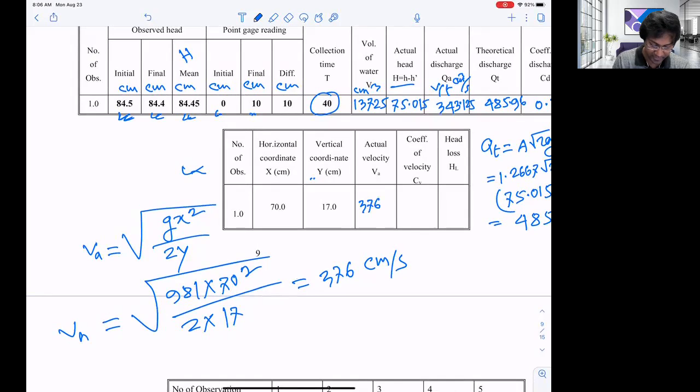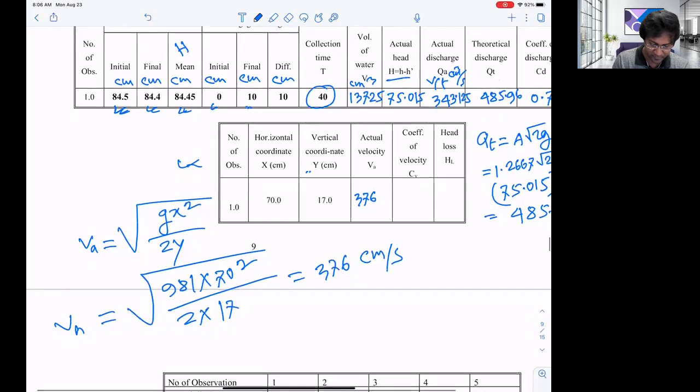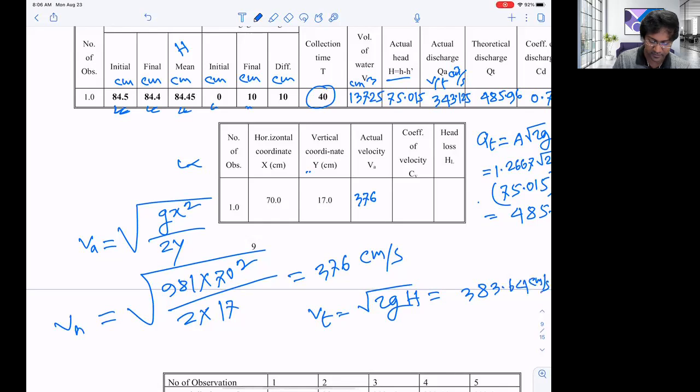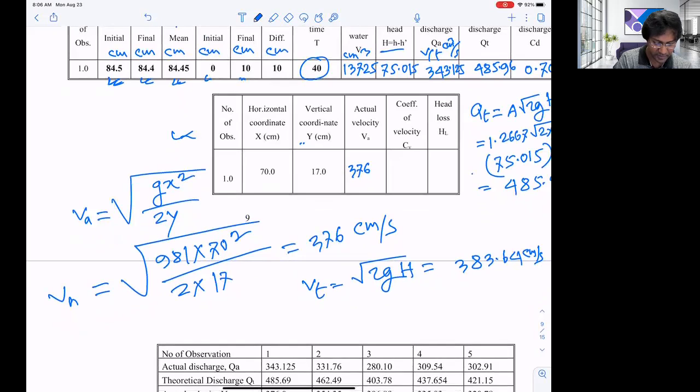So VA is 376. And what is VT? VT is equal to root over 2gH. We know that. So if we calculate this using the H we just saw, it is the square root of 2 into 981 into 75.015, so we have 383.64 centimeter per second. So what will be the CV? CV will be 376 divided by this value, and CV is 0.98. See, CV is pretty high.